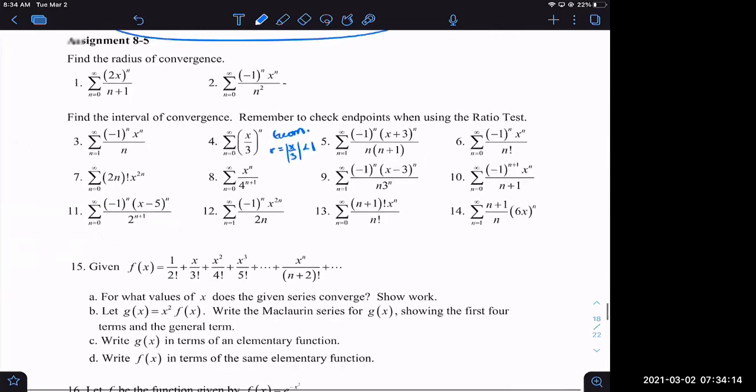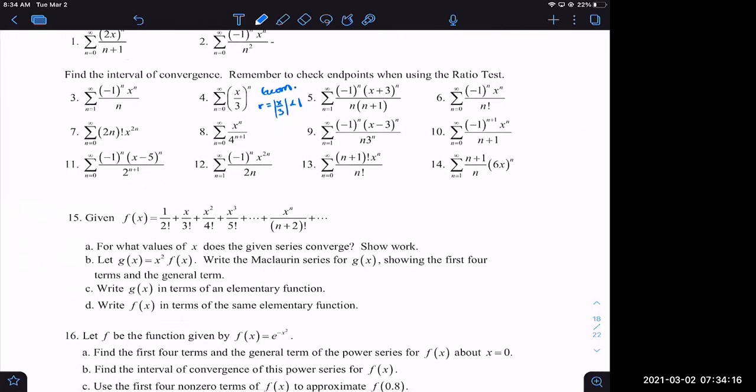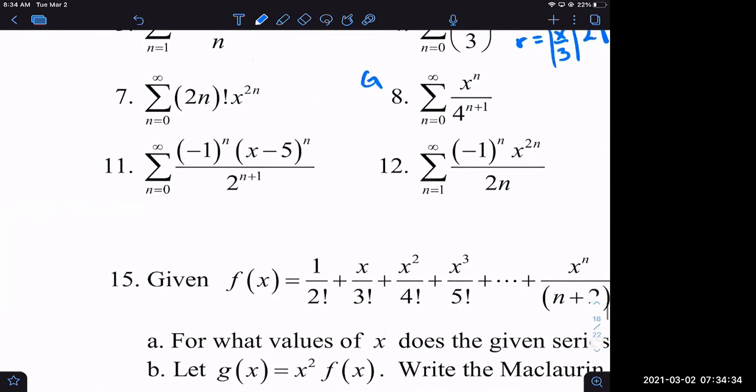Do you recognize another one that's geometric? Which one? 8. 8 is geometric. I'm going to just put a little g by it. So when you get to that one, think about how if you can find the ratio without using the ratio test, it's going to save you time. Okay, so I heard 11. Do you guys think we could make 11? 11 looks geometric because everything's to the n. You'd have to tweak it a little bit to figure it out.